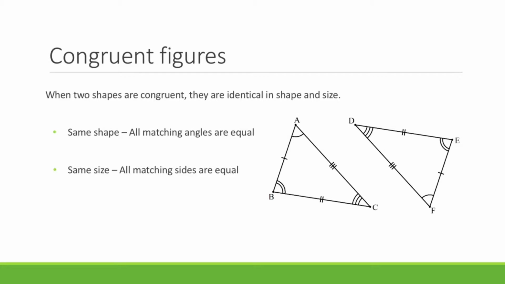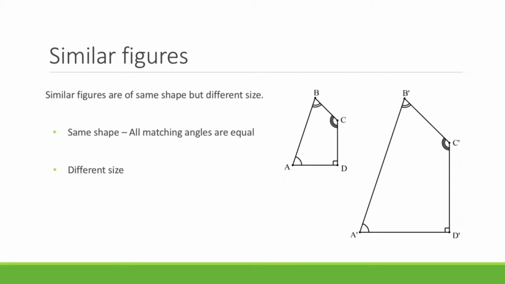Hi everyone, in this video we are doing similar figures. Firstly, congruent figures: we learnt last week that they are the same shape and same size, so all matching angles were equal and all matching sides were equal. In similar figures, it's the same shape but a different size. So all matching angles are equal, but matching sides are not going to be equal.